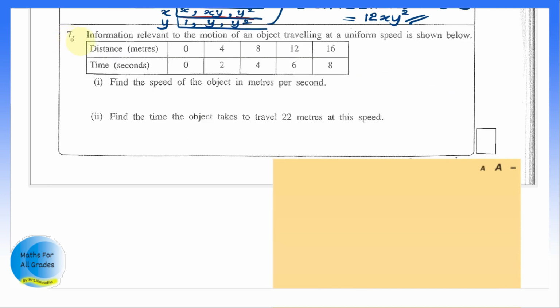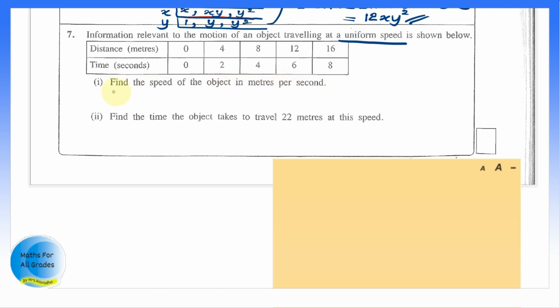Question number 7. Information relevant to the motion of an object traveling at a uniform speed is shown below. Distance in meters, time in seconds. You can see there are 5 coordinates: 0, 0; 4, 2; 8, 4; 12, 6; and 16, 8. Problem number 1. Find the speed of the object in meters per second.